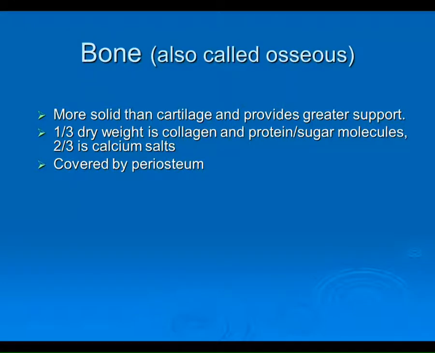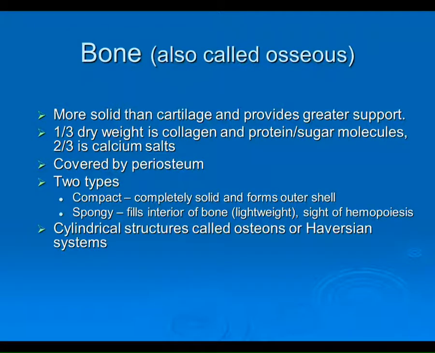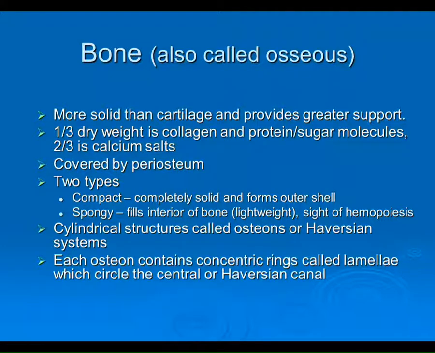Bone, we'll finish up with bone here. So this is also called osseous tissue. You know that it's very strong, that there's a lot of collagen in there. It is covered by a layer called the periosteum, and it comes in 2 types. You'll see this more in lab, but there's compact, and that's the only kind we've looked at. But inside your bones, there's also spongy bone. It's a lighter bone. It's also where blood is made, and that process of blood production is called hemopoiesis.